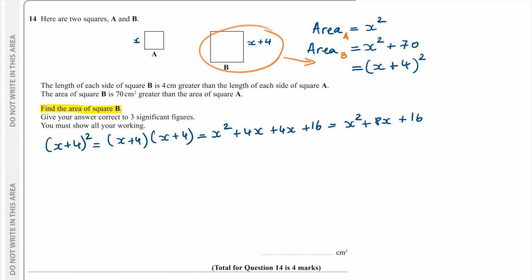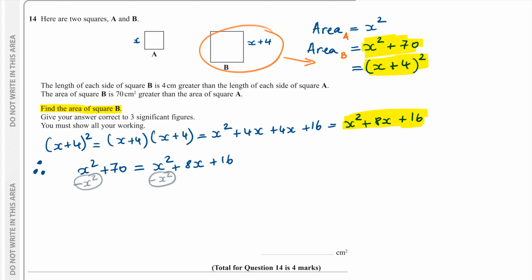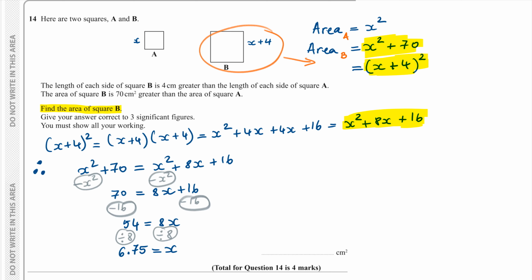The area of B was given in two different ways, as x squared plus 70 and x plus 4 squared. Therefore, x squared plus 70 equals x squared plus 8x plus 16. If we subtract x squared from both sides, the x squared will disappear. 70 equals 8x plus 16. Subtracting 16 from both sides results in 54 equals 8x. Divide by 8, 6.75 equals x.